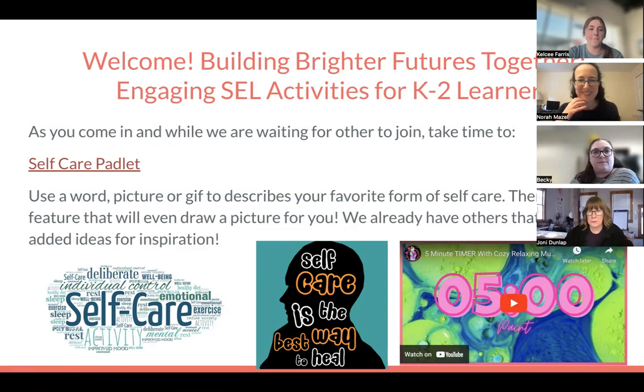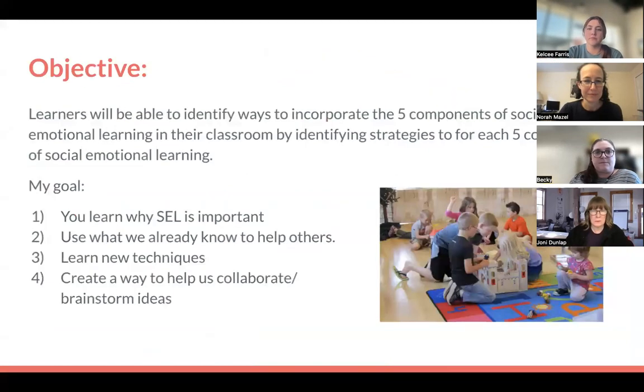Our webinar is Building Brighter Futures Together: Engaging Social and Emotional Learning Activities for K through 2 Learners, but I also kind of opened it up to K through 5 learners as well. Our objective for today is that learners will be able to identify ways to incorporate the 3 components of social emotional learning in their classroom by identifying strategies for each component.